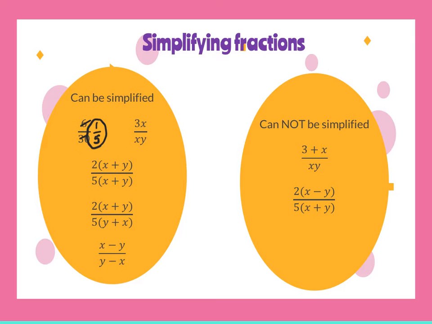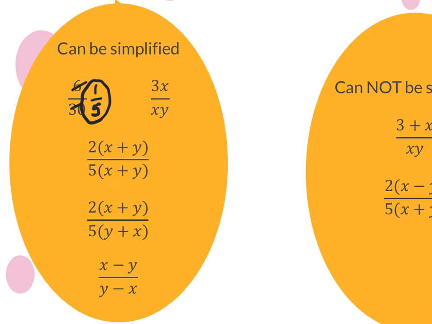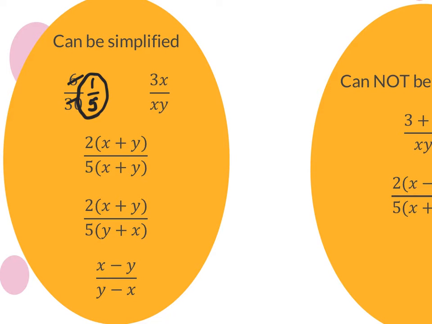So simplifying fractions. If you look at 3x over xy, this is all multiplication. Both of them have an x, so I can actually cross through the x, and this would be 3 over y. If you go to the next one, I have 2 and 5. That part can't be reduced, but I have the exact same expression, x plus y and x plus y, which means those can be canceled, and I'd end up with just 2 over 5.